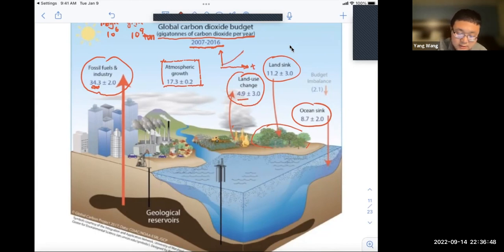I think we showed that in our first class. So right now it's hitting a mixing ratio or concentration of 420 ppm, right? It increased by almost one third of the mixing ratio, or the concentration, over the past 60 years. So you can see how fast this concentration increase is, right? So this is about the carbon cycle.